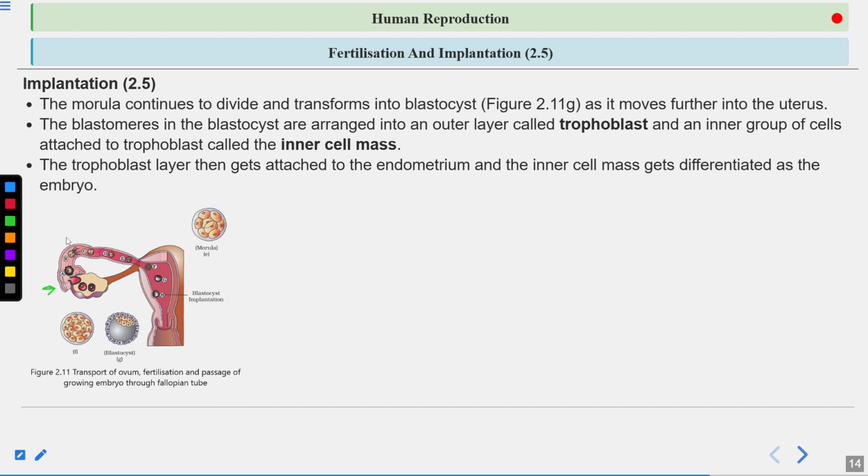And then what happens? Embryo formation begins. First of all, you can see here the morula is formed. Then the morula continues to divide and transforms into a blastocyst. From the morula, the blastocyst is formed. Now, the blastomeres in the blastocyst are arranged in an outer layer known as the trophoblast, and an inner group of cells attached to the trophoblast called the inner cell mass.